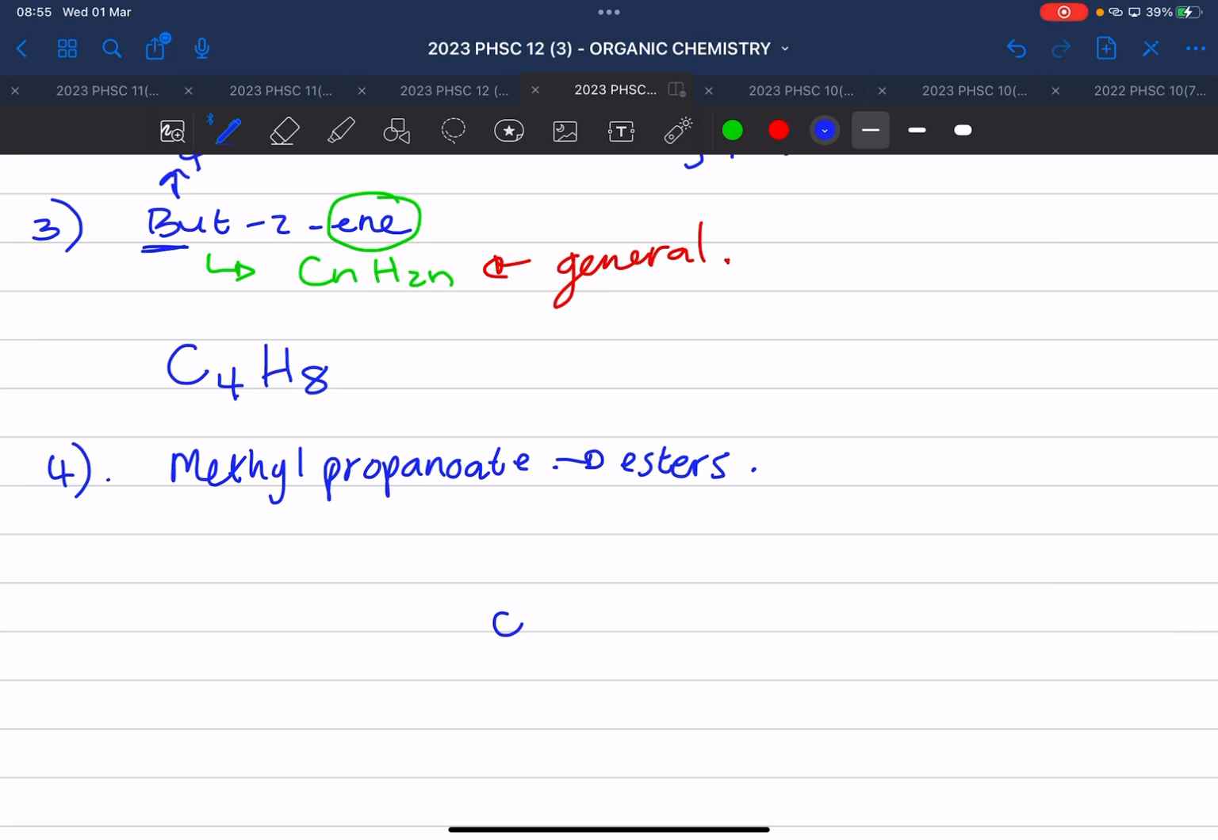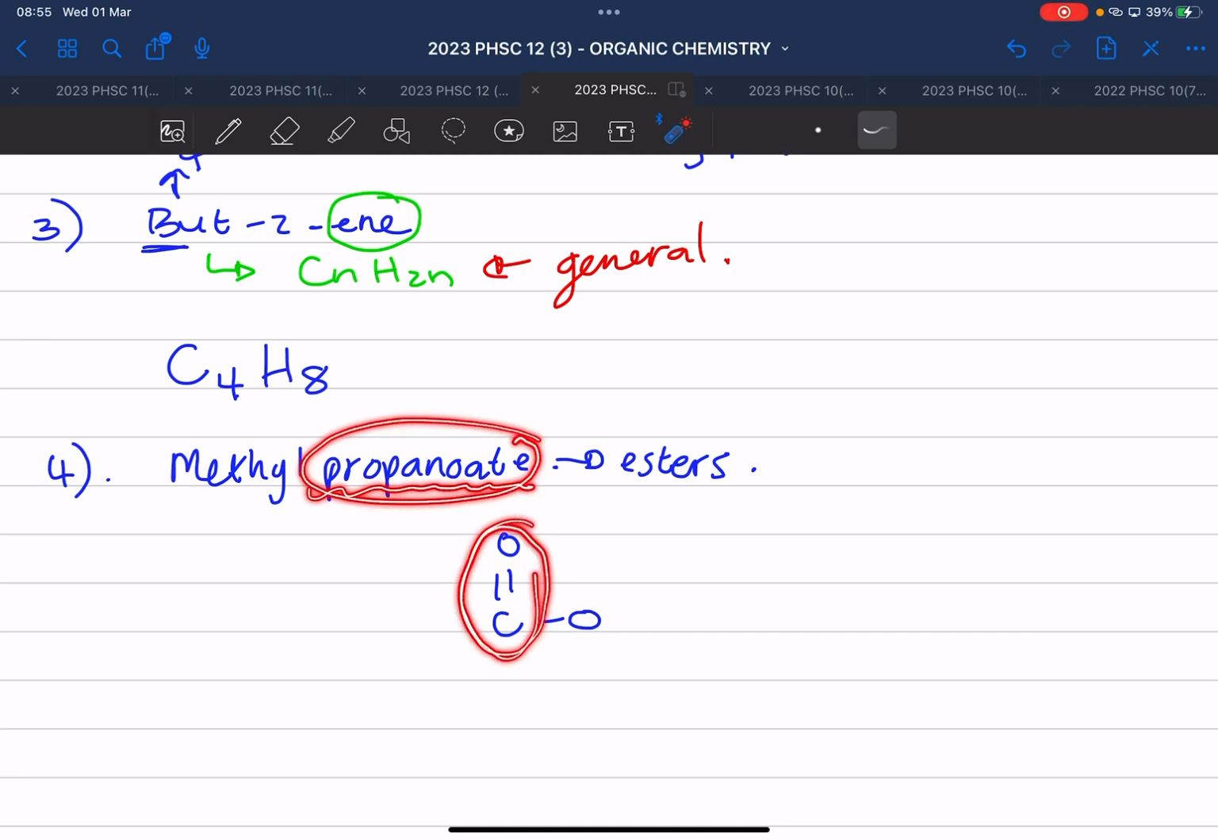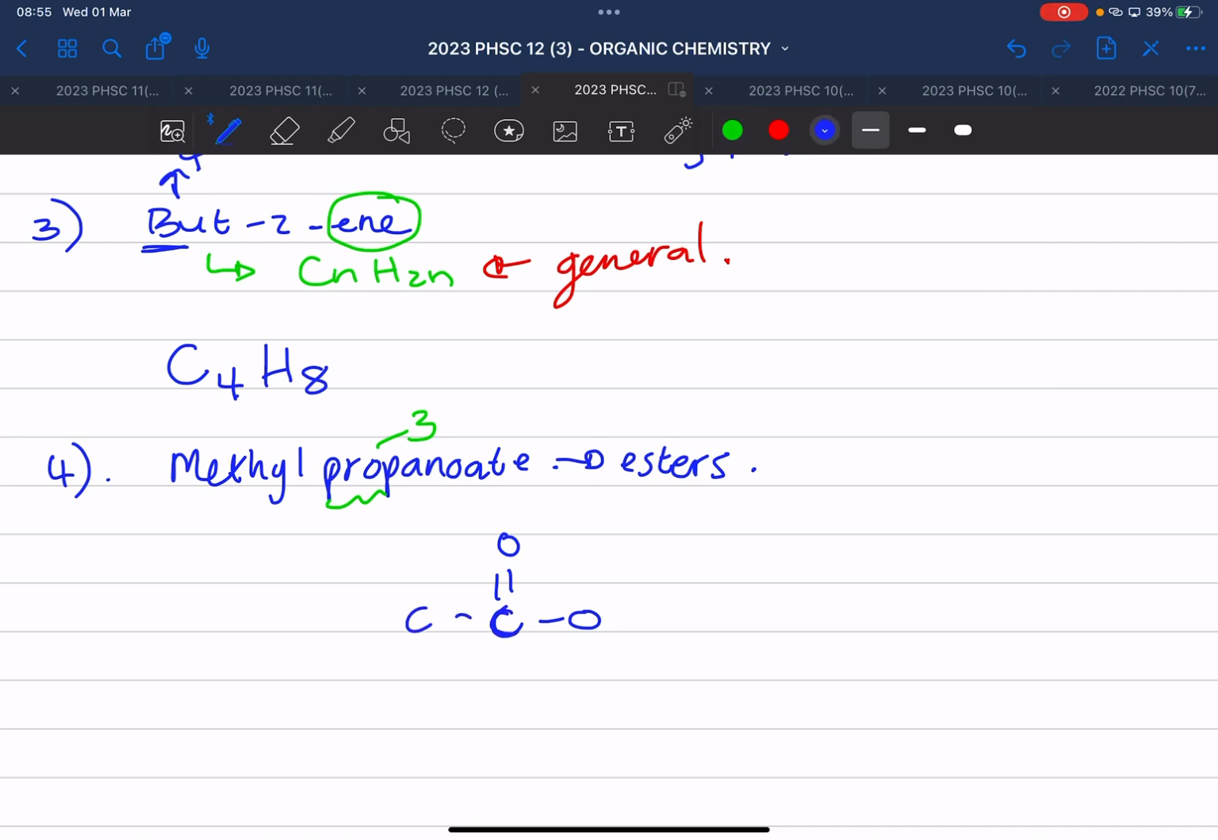Where's the O? Okay. That all? No, I'm going to double bond the O on top of the C. Okay. Alright. So that we must have. Now, propanoate refers to the parent chain. The parent chain is this one that is bonded to that double bond O. Pro means how many carbons? 3. So we must have 1, 2, 3 carbons.